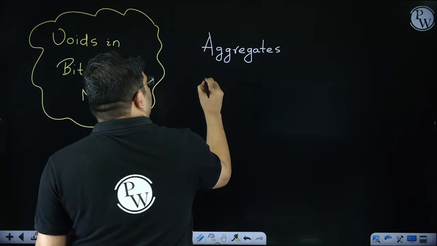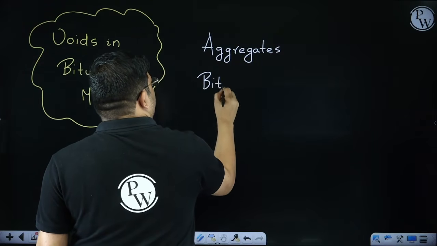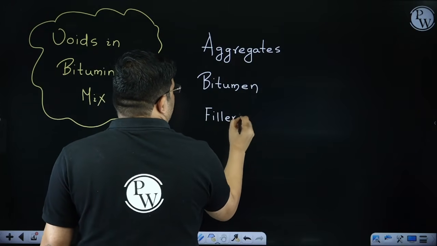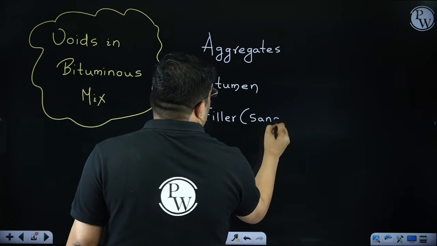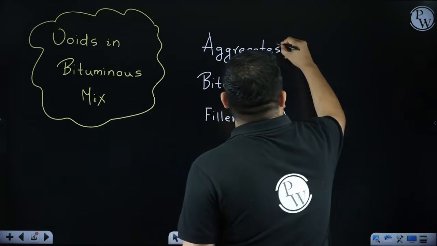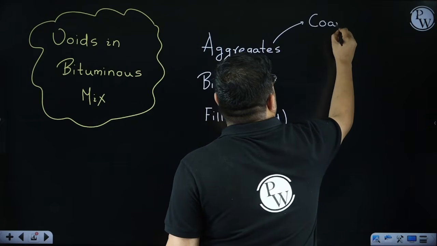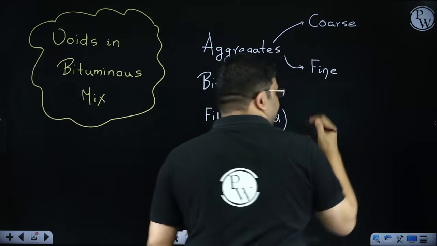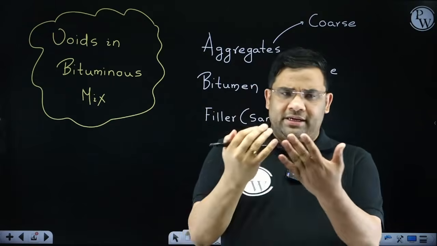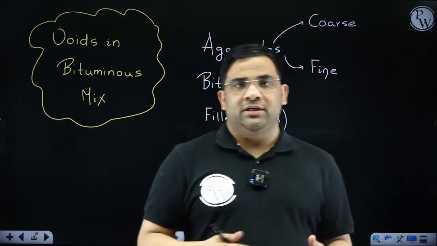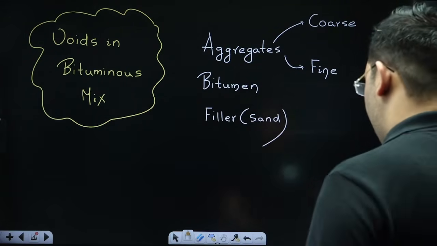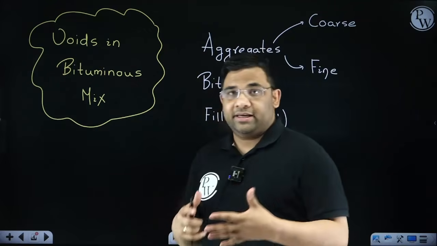Then there will be your bitumen. There is some filler, and this filler is normally sand. And then these aggregates can be coarse aggregate, or fine aggregate. In coarse also there can be one type of coarse aggregate, or there can be different types of coarse aggregate. In fine also there can be one type of fine aggregate, or some different types of fine aggregate depending on their specific gravity.